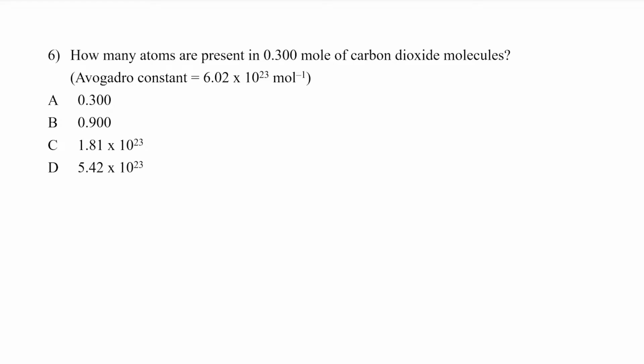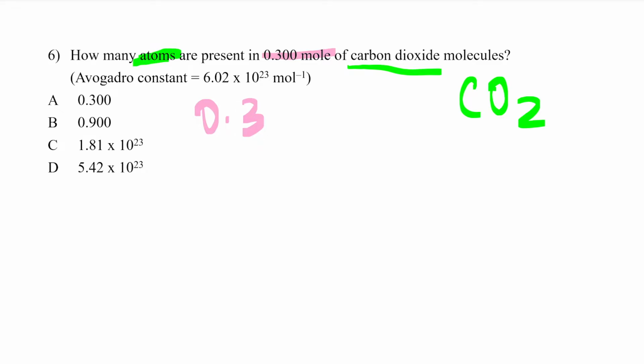So the original number of moles I have is 0.3. So let's do that. 0.3. And then they're asking us the number of moles to find the atoms, right? So our next step is to see how many atoms are actually there in carbon dioxide. Carbon dioxide we know is CO2. Now they're not asking us ions anymore. They're asking us about atoms. How many atoms do we have?